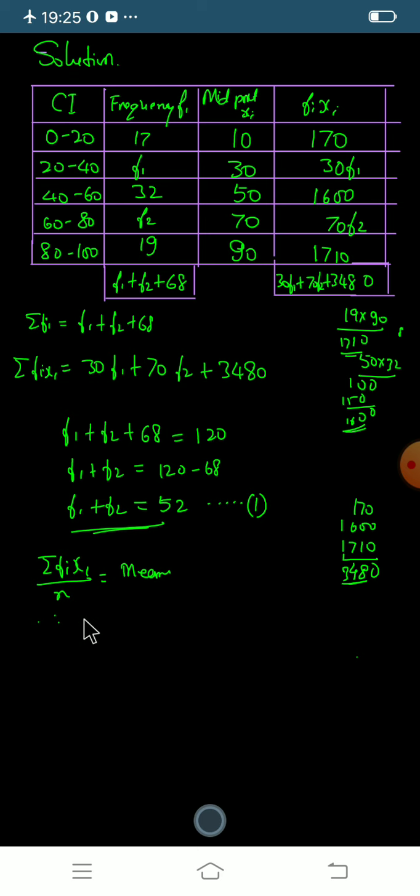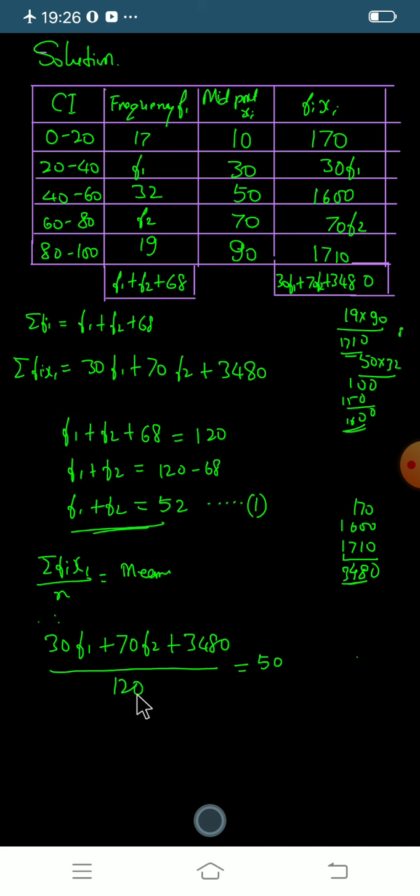So here we have to substitute the value of this. Here we have found it. That is 30 F1 plus 70 F2 plus 3480 divided by, what? The given sum of the frequency is 120. 120 is equal to the mean, which is 50. That is also given in the question itself.